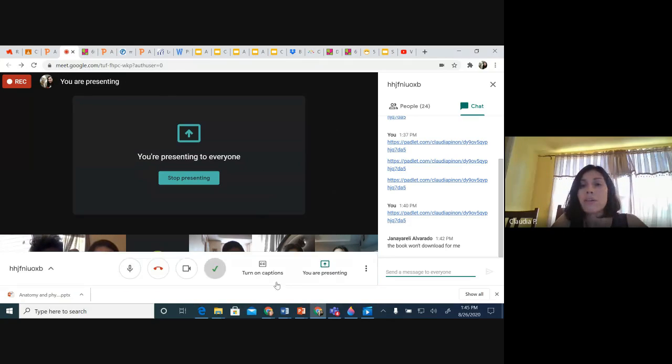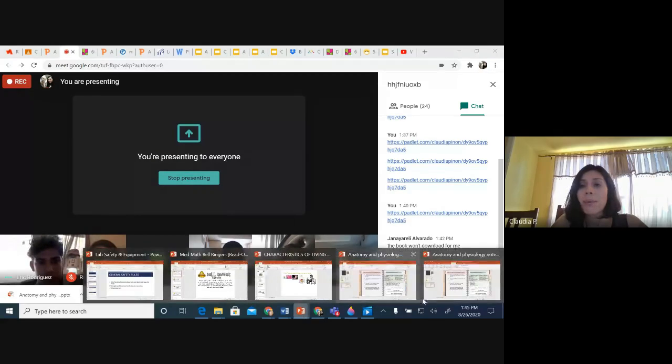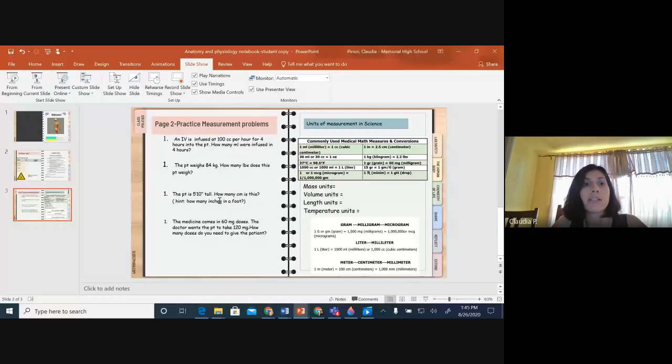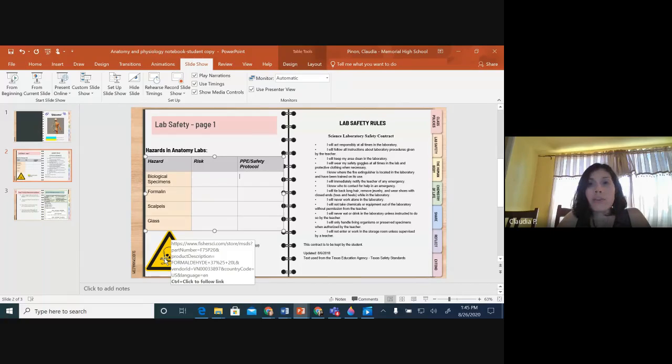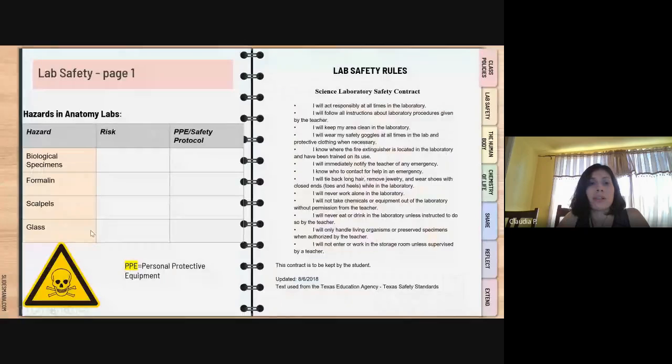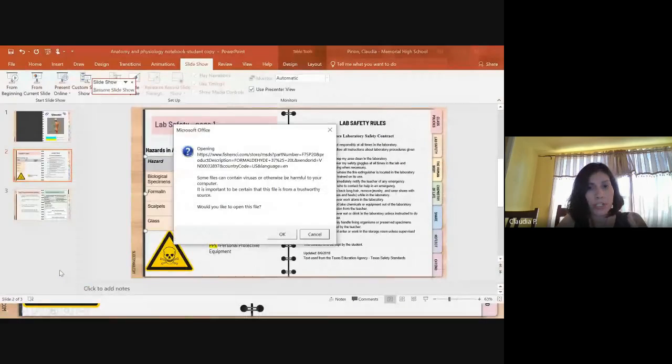Okay, so everybody should have their table open. I know I have a lot of tabs because I had a lot of class periods today, but we're going to start here, right? So as we go through today, you're going to type in there what the risks are and what the safety protocols are, and we'll look at these, okay? This little link right here, you can click. So later on, you can click on that, and it'll redirect you to the risks of formalin.